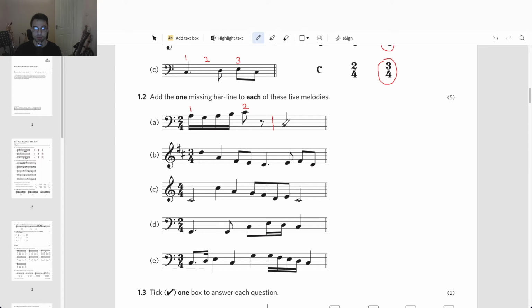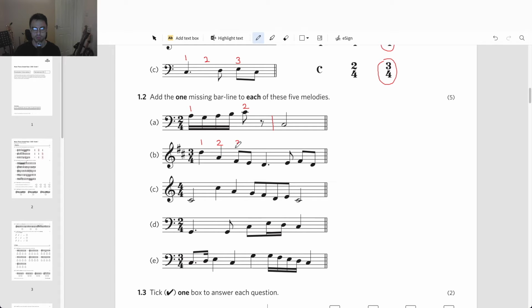We could even work backwards. Because we know that this minim is worth 2 beats, we know that that's going to be the next bar because we're counting in 2/4. So you could work backwards. All right, example B. We are in 3/4 here, so we want to count 3 crotchets and then add our bar line. Here's 1, here's 2, and then we've got 2 quavers.